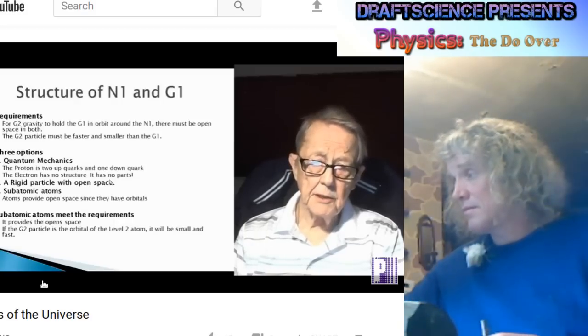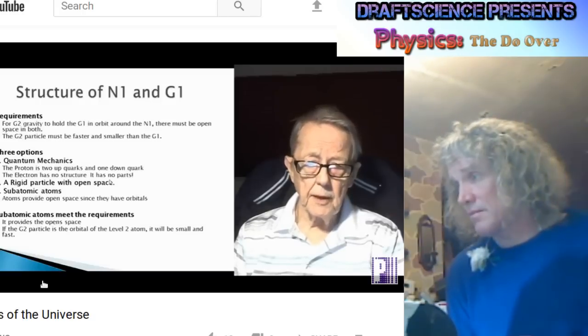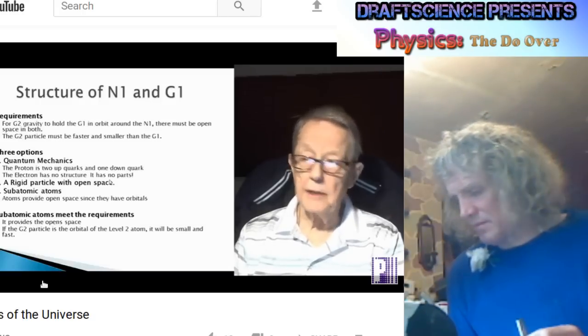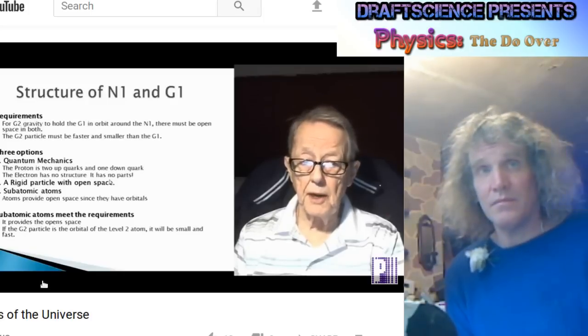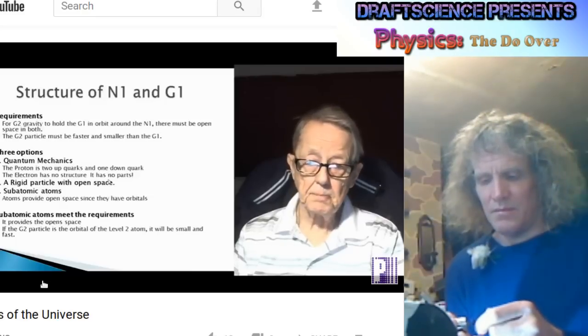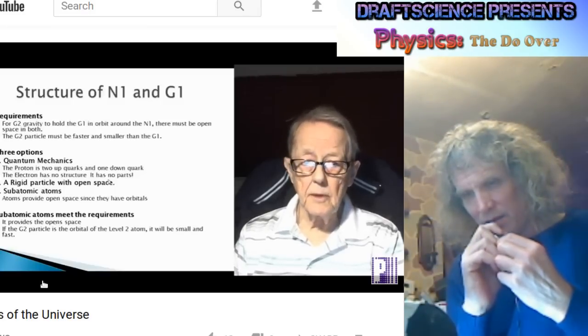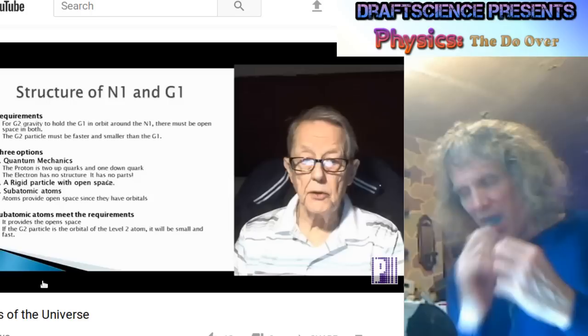So let's look at three different options. Quantum mechanics, I'm talking about the structure of these atoms. The three options. Quantum mechanics has their idea. For example, the proton is made up of two up quarks and one down quark. And the neutron is made up of one up quark and two down quarks. Just the opposite. Okay, let's just say, for example, that this was true, or that we could sit there and dissect protons and electrons.